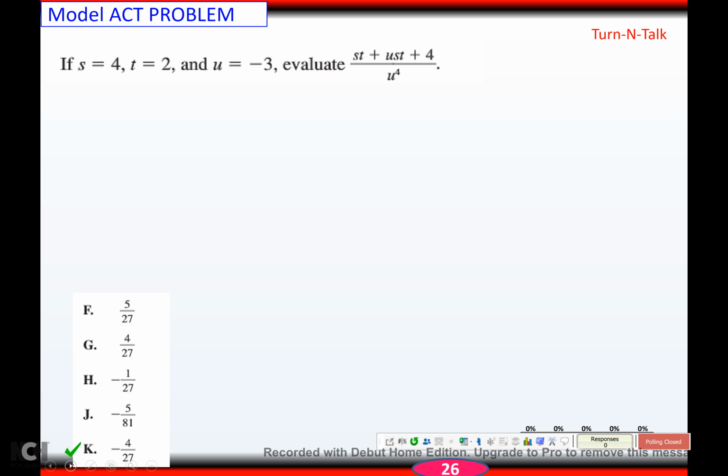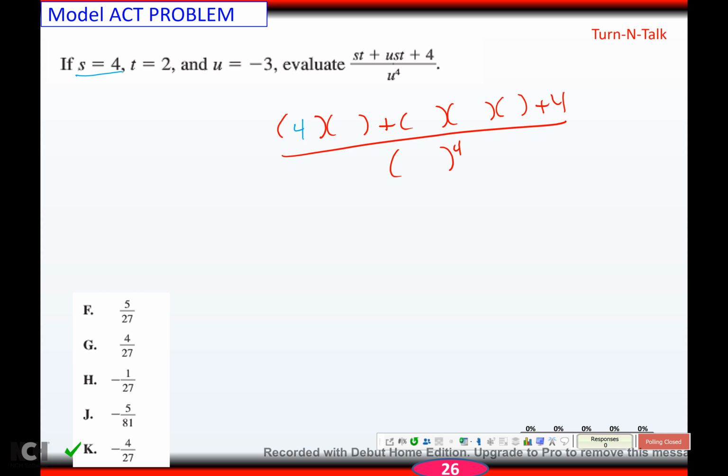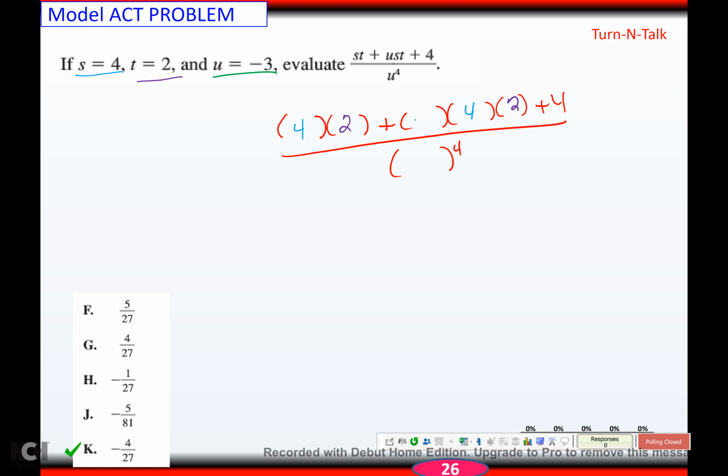And hopefully you got -4 over 27. Alright, we're going to rewrite. We're evaluating, which means we want to protect our letters when we plug them in so that we don't get electrocuted. Everywhere I see an S, I'm going to put a 4. Everywhere I see a T, I'm going to put a 2. And everywhere I see a U, I'm going to put a -3.